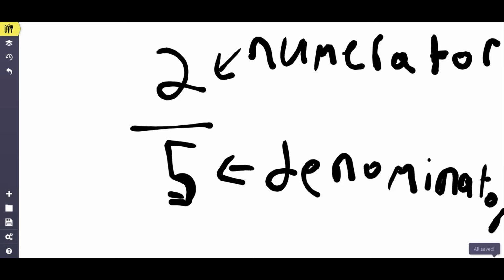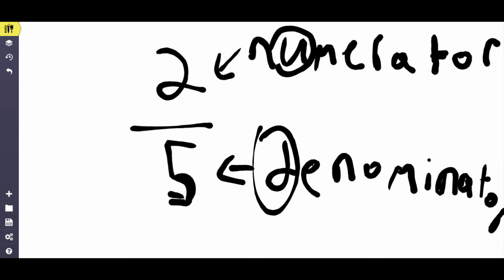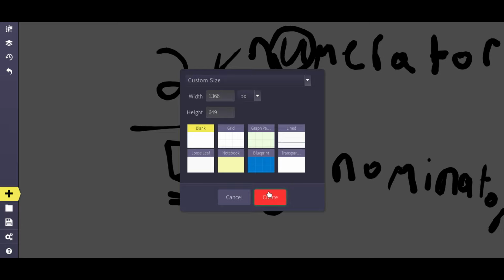And you'll be like, oh, how do I remember? Well, easy. Look, this D will stand for down, so it's the bottom one. And this one will stand for up, so it's the top one, the upper one. So now you know all that. Let's get on to the adding and subtracting.